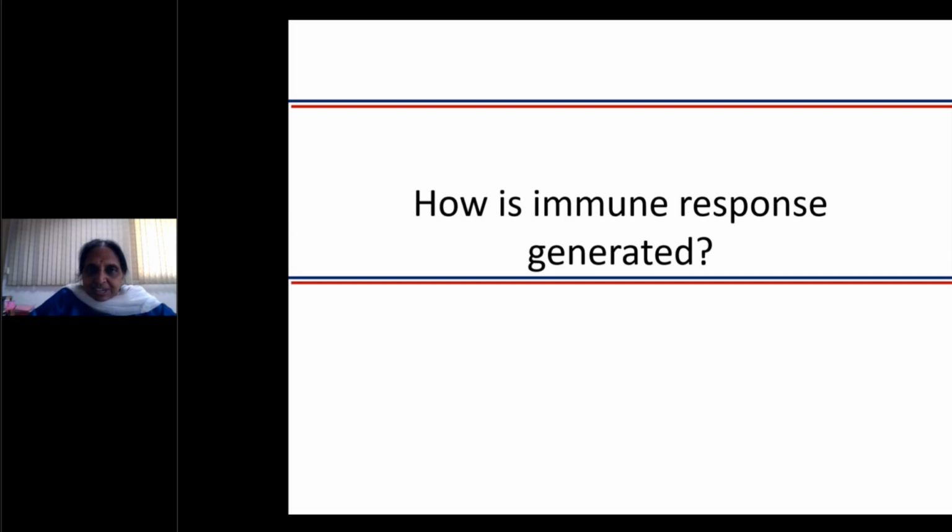So what we are going to talk about today is, as we have seen yesterday, that we know who the players are in the orchestra of the immune response. We have also realized where it happens: the lymph node is one of the major organs, the spleen is another organ, and we have multiple different kinds of cells which play a role in the generation of an immune response. What we are going to talk about today is, how is this coordinated immune response generated?